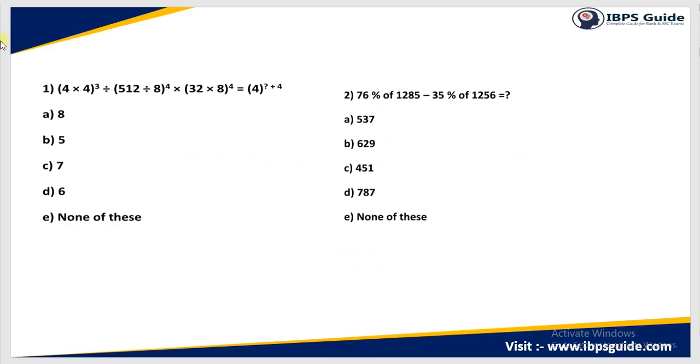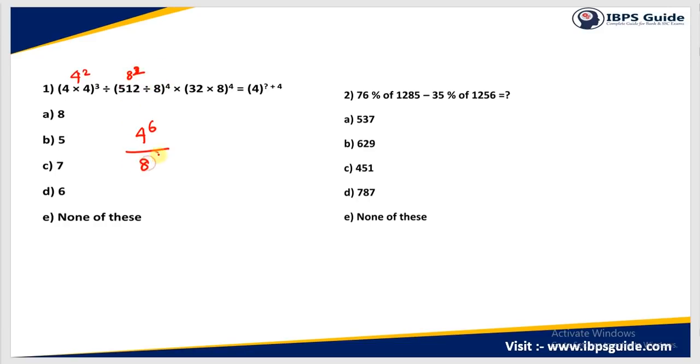So this is our first question. This is 4 multiplied by 4, so I can write this as 4 square multiplied by 3. So this will be 4 to the power 6. Now this is 8 cube, right? Because 8 cube is 512. So 8 cube divided by 8, so 8 square will come, and 8 square to the power 8.